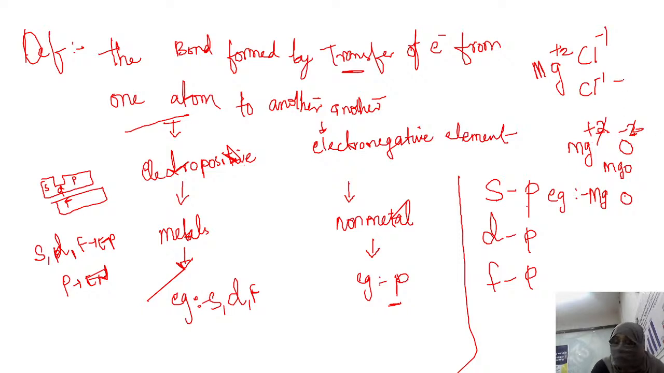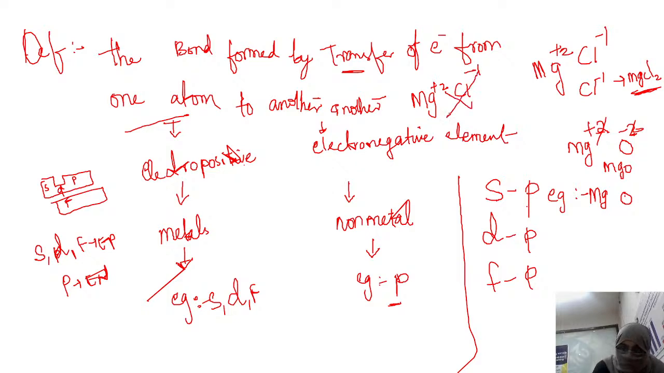Hence, the formula will be MgCl2. I hope it is visible. MgCl2. Simple way of writing the formula is please crisscross their valencies. That means magnesium, if it is +2, chlorine will be -1. Hence, the charges will be like this.